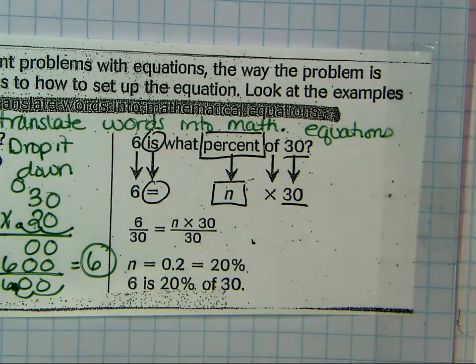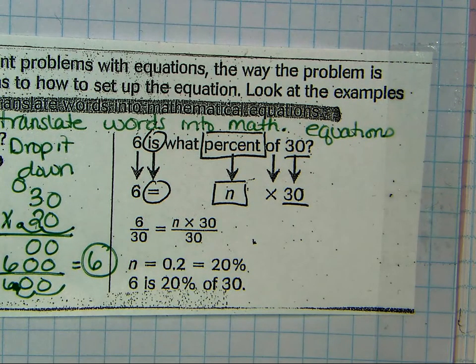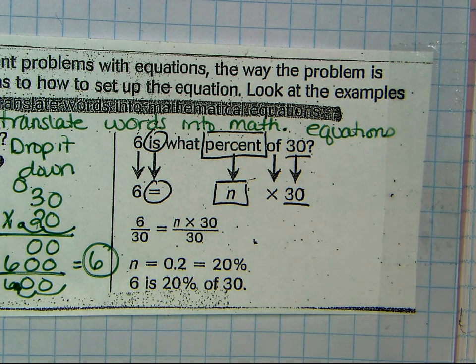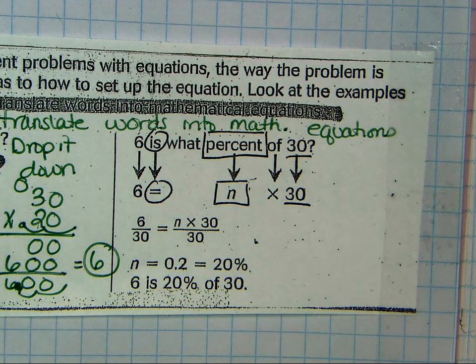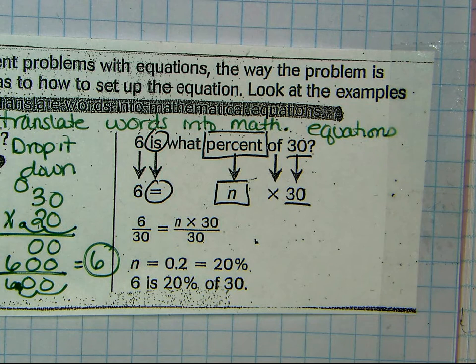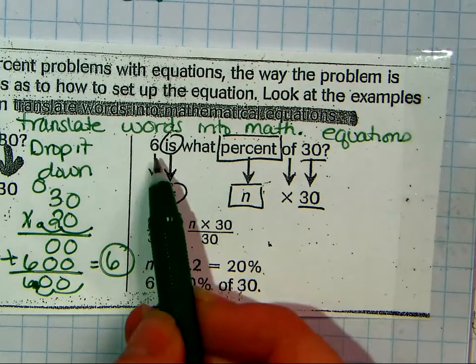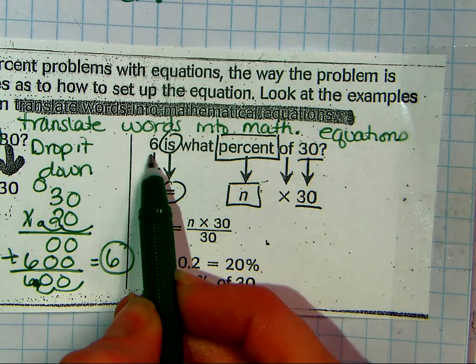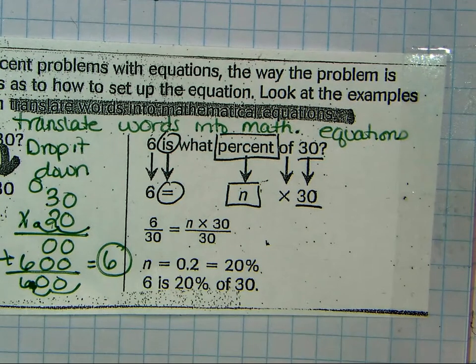Let's look at this side. This one is in a slightly different order. It's not, and that's the thing. When you learn the translation words, it doesn't matter what order they come in. You can still solve it. On this one, you have 6 is. Now remember, 6 is by itself. So what do we do with it? We just drop it down, right?